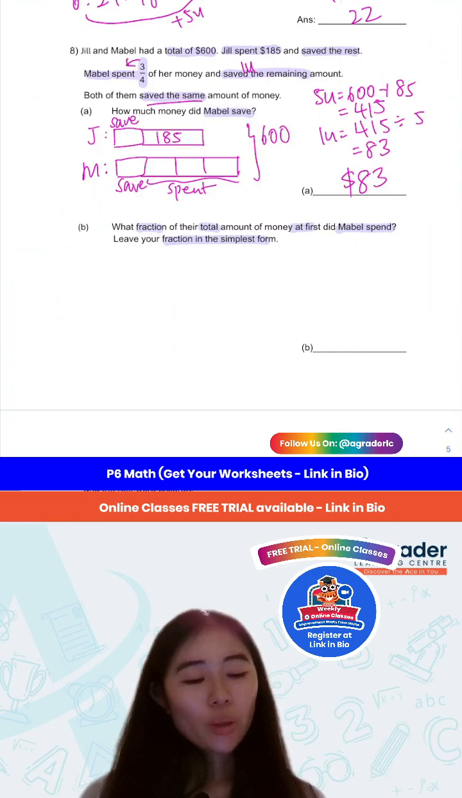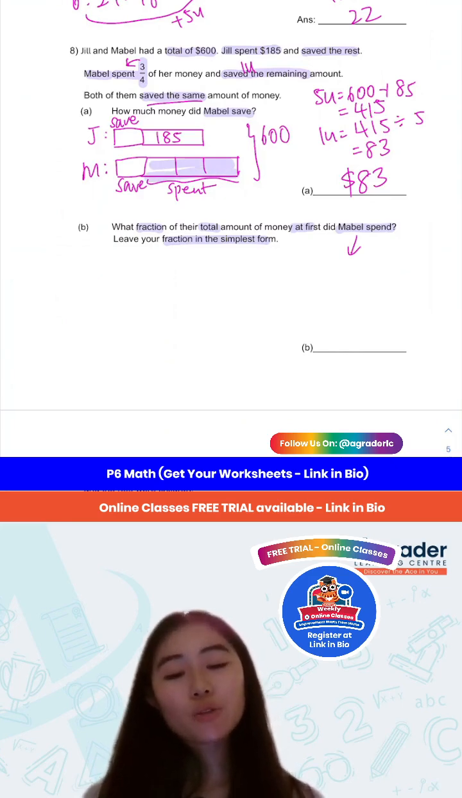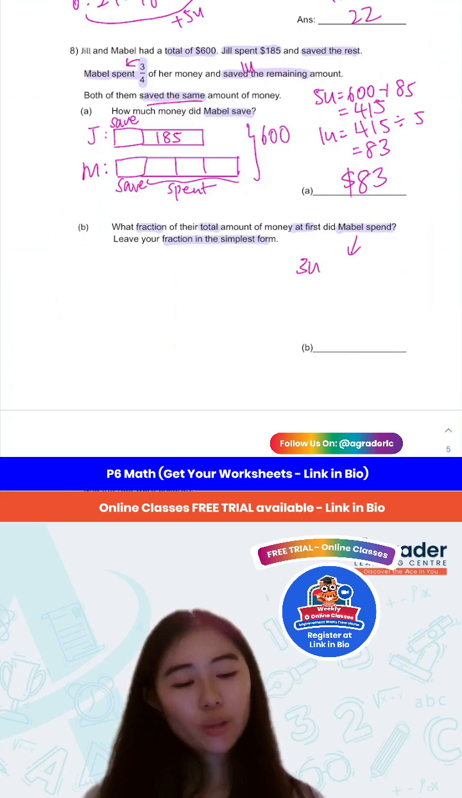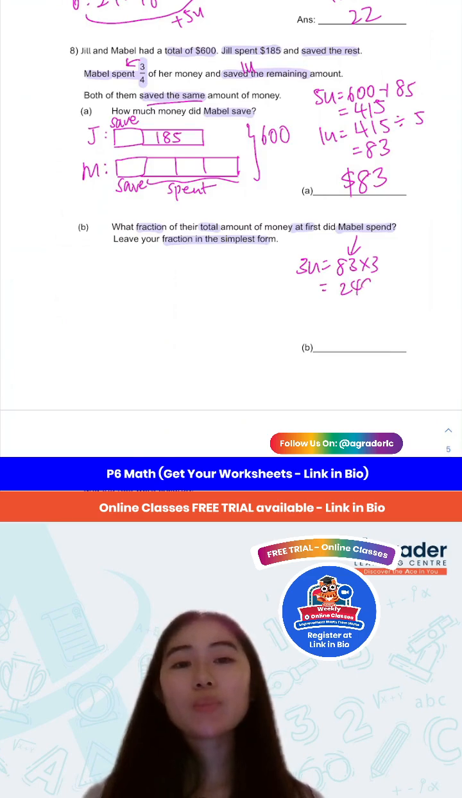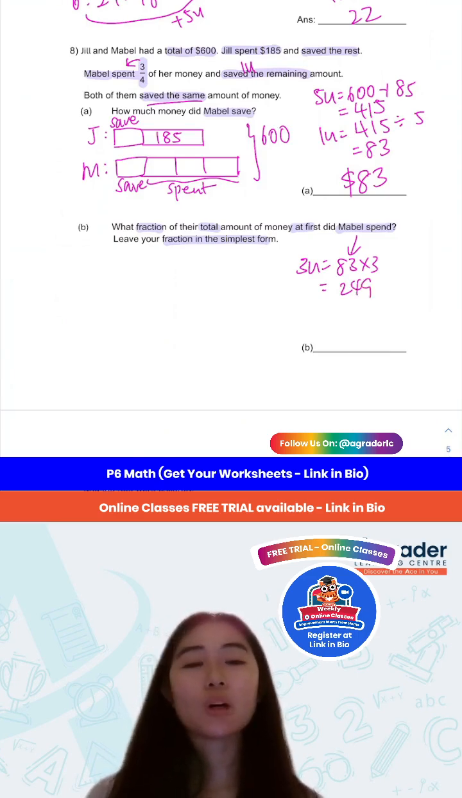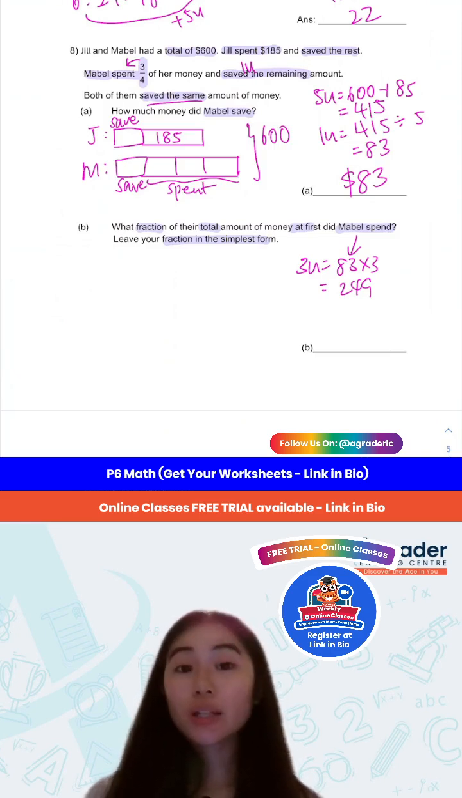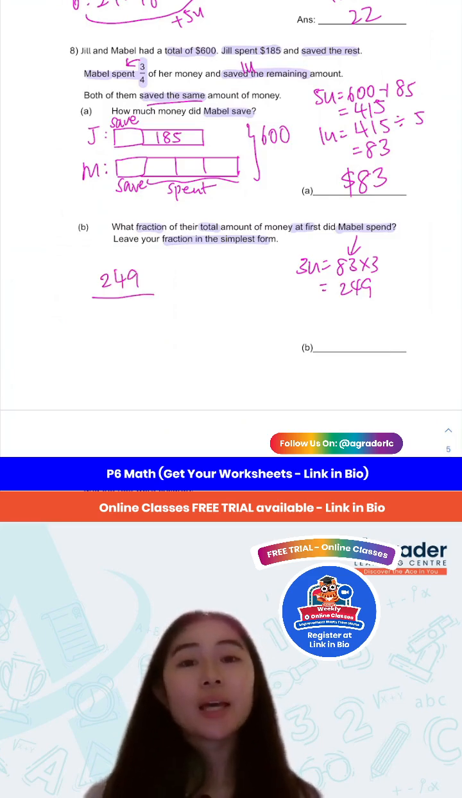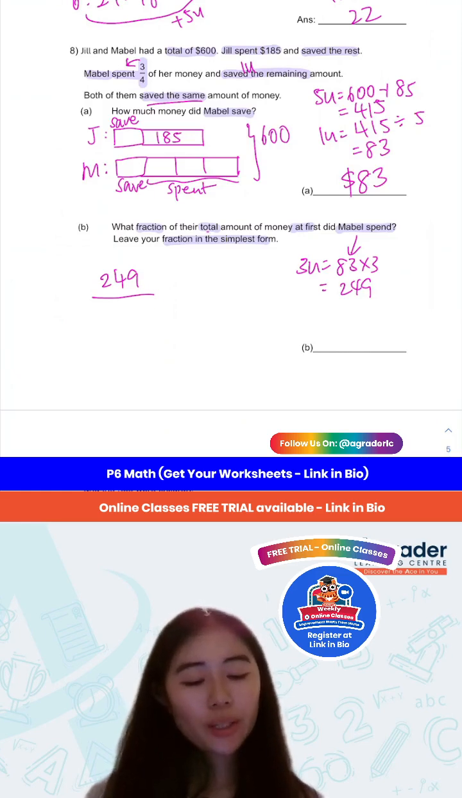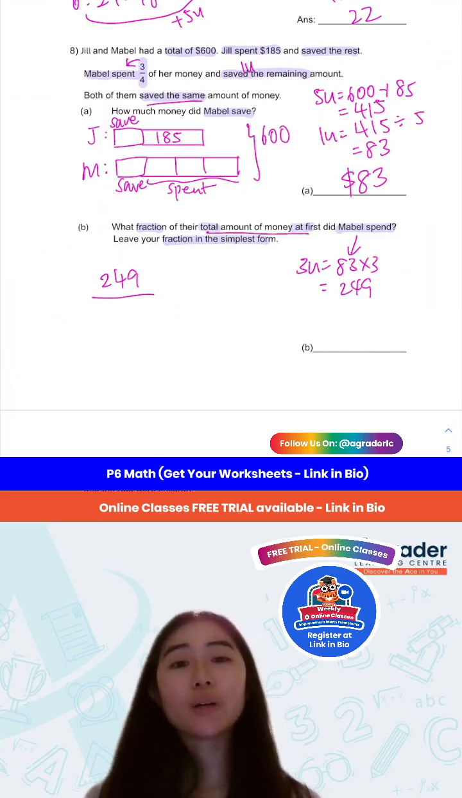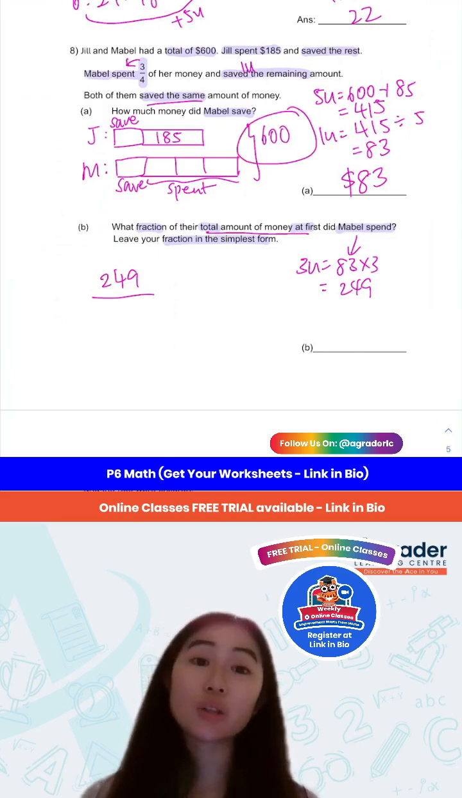So I need to find out what Mabel spent first. If you look at the model, Mabel actually spent 3 units. So I'm going to find 3 units, which is 83 times 3. So Mabel spent $249. After that, you just need to put it as a fraction. So 249 is the numerator. And then your denominator should be their total amount of money at first, which is actually just $600.